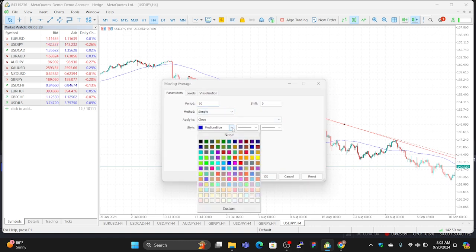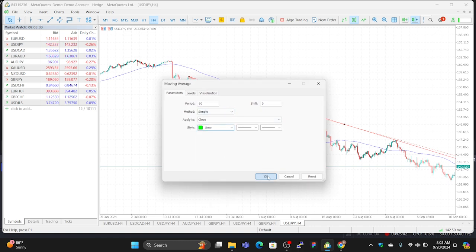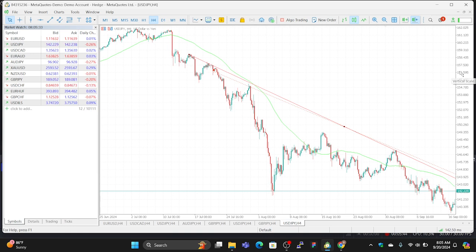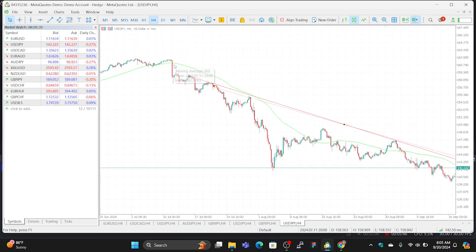I'll have it green. So I'll keep it lime for now. So when the price is below the 60 period moving average, there is no doubt the market is downtrending. Even if you don't draw the trend line, the market will always be downtrending. And never in your trading experience ever go long in the market that is below the 60 moving average. You should never ever try it.